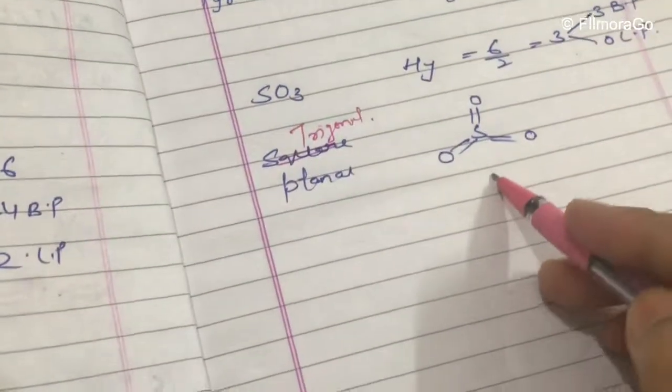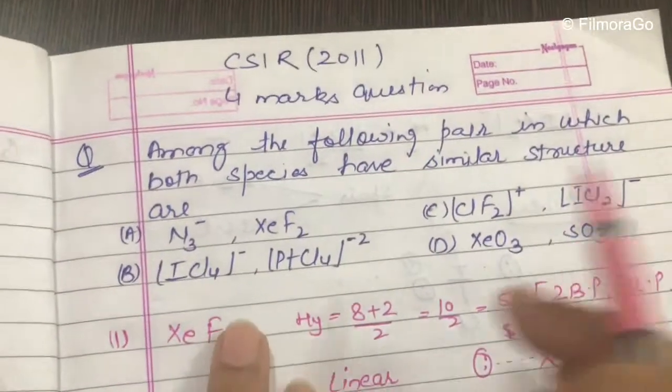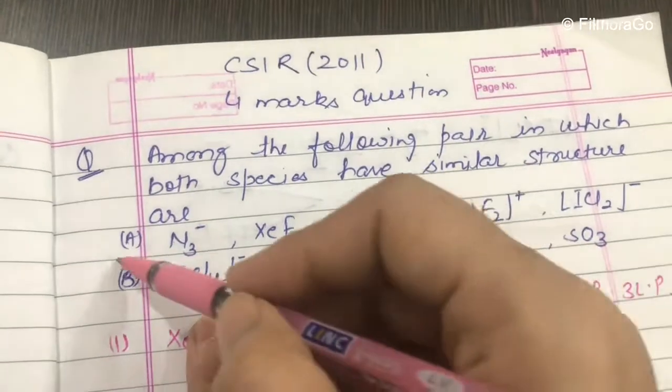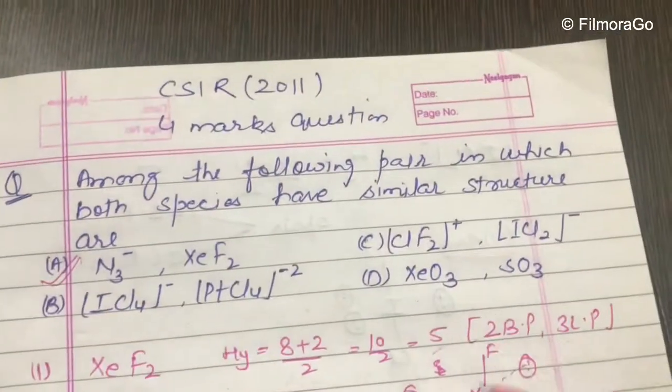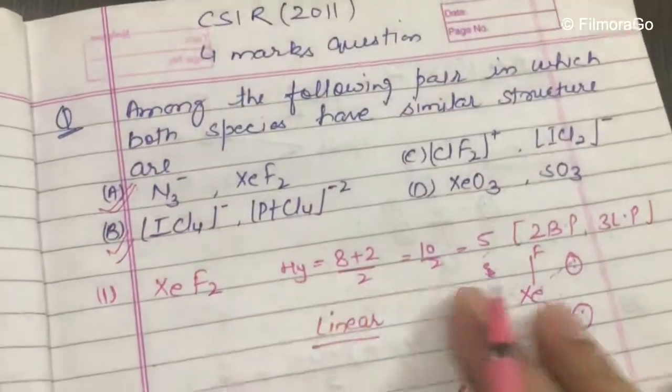Trigonal planar. So we have 2 options which have the similar structure. The first is A and the next is B. So options A and B are correct.